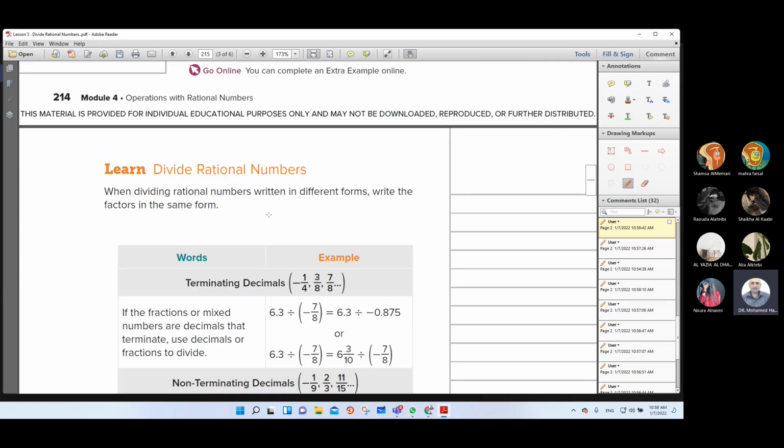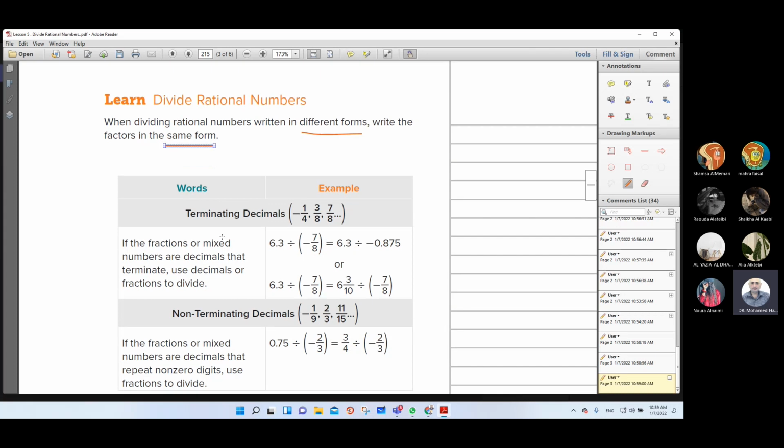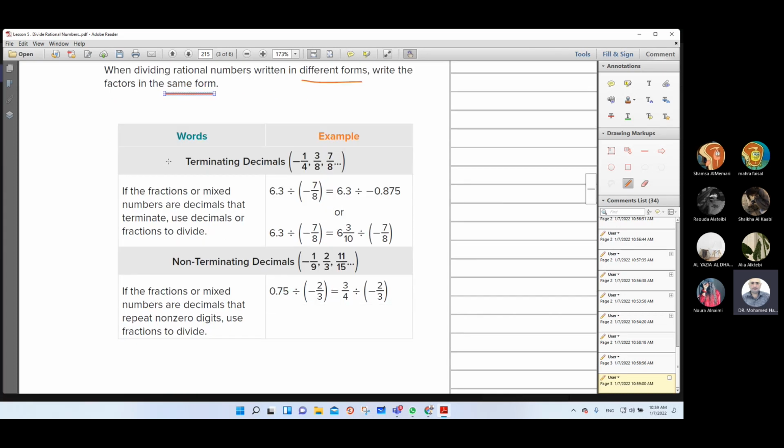Now, when you want to divide rational numbers written in different forms, write the factors in the same form. So here we have two cases. The first case, if you have terminating decimals, like negative 1 over 4, 3 over 8, 7 over 8, etc. These fractions, when you change them to decimals, you will get terminating decimals.